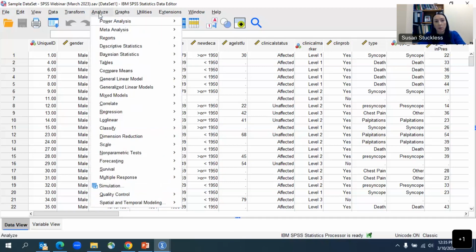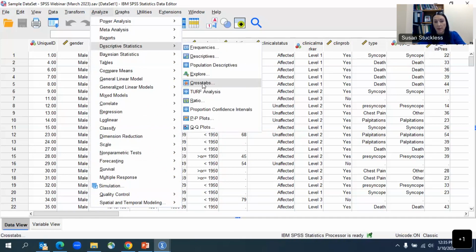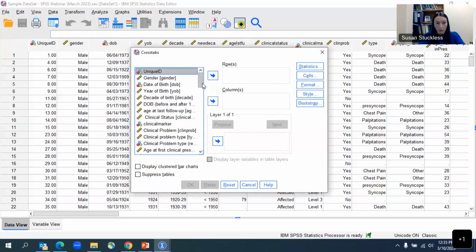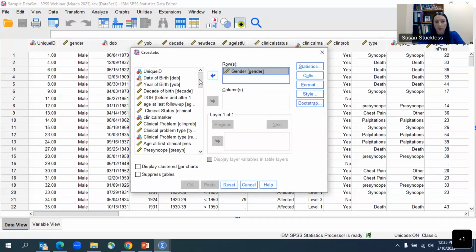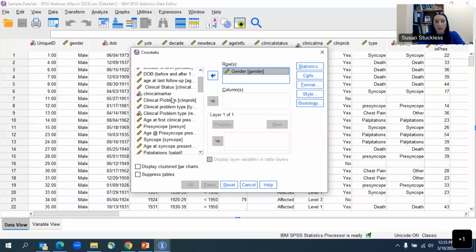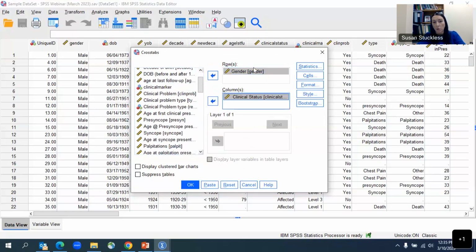So I'm going to go into analyze, descriptive statistics, and we're going to go to crosstabs. The first thing I'm going to do is a chi-square, and I'm wondering if there's an association, a relationship, between gender and clinical status. Gender right now is just coded as male and female, and clinical status is affected or unaffected. So is there a bigger proportion of males affected compared to females?